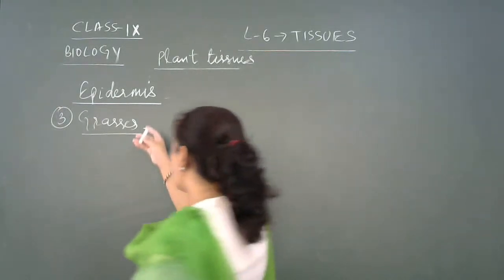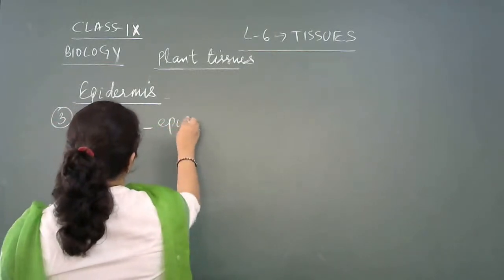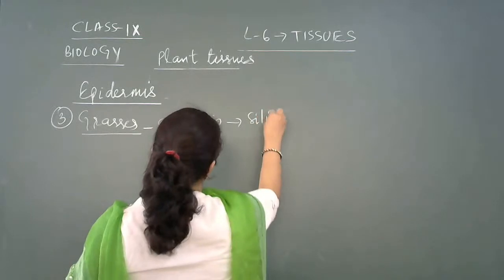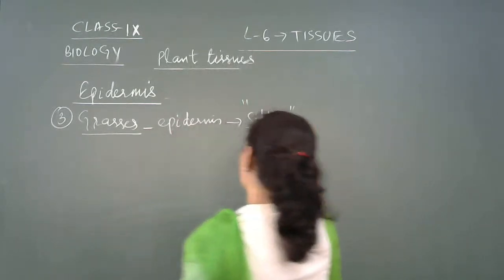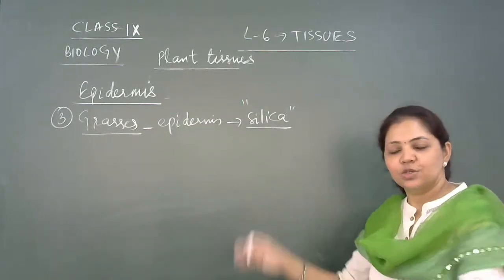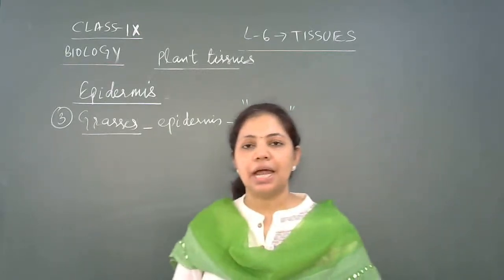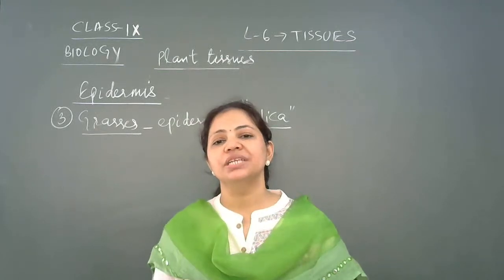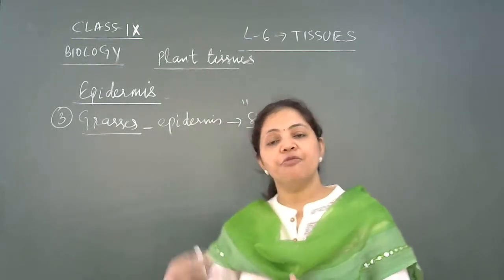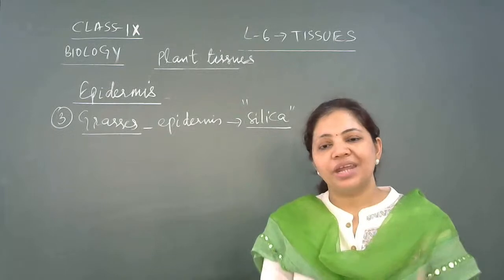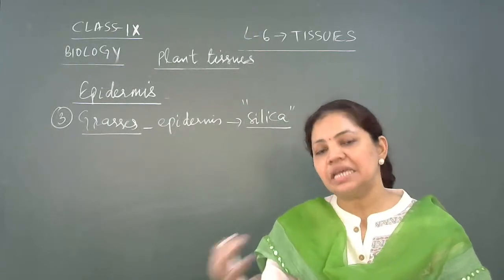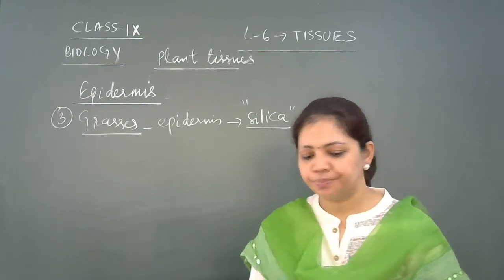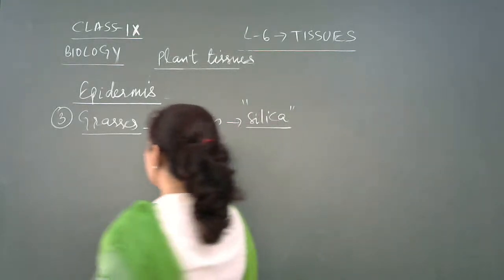Why? Because in the epidermis of those grasses is present a material called silica. Yes. So that silica which is present in the epidermal cells of those grasses is giving it a kind of very sharpness. And its function is that it will protect the plants from the grazing effect of animals and some insects also, right? So that comes in grasses.